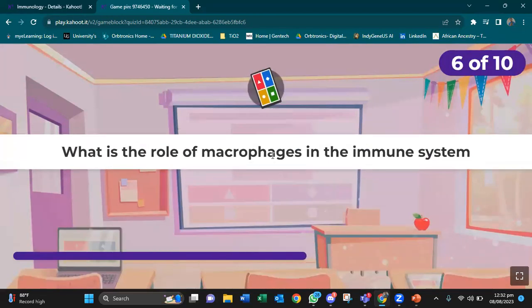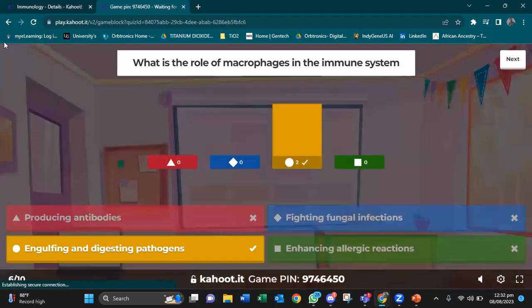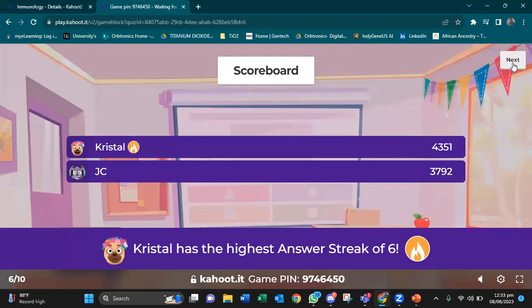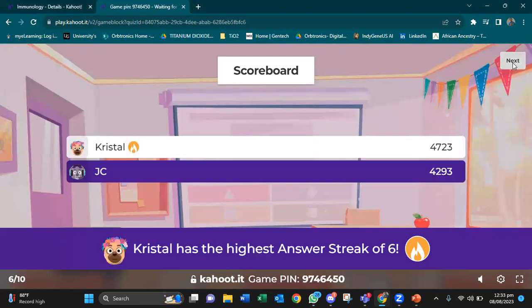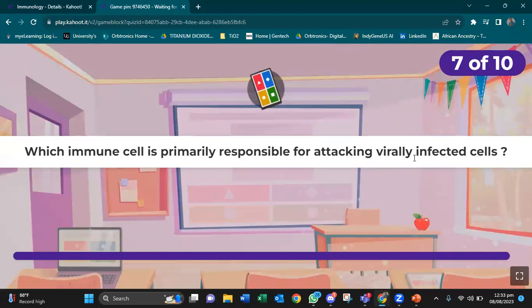What is the role of macrophages in the immune system? Yeah, that is correct: engulfing and digesting pathogens. I showed you all the video of just how they work. So Crystal is still in the lead. Three questions left. Which immune cell is primarily responsible for attacking virally infected cells?